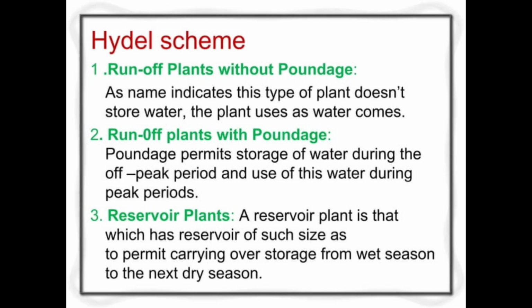Runoff plants with poundage. Poundage permits storage of water during the off-peak period and use of this water during peak periods. That is, whenever the electricity is needed, the water will be released from the storage area, that is the dam. So that will pass through the turbine that generates the electricity.